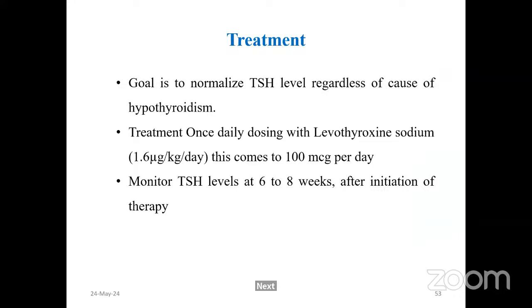Let us see about the treatment of hypothyroidism. The main goal of the treatment is to normalize the TSH level, regardless of the cause of hypothyroidism. Whatever the cause is, the main aim is to normalize the TSH level. Treatment is once daily dosing with levothyroxine sodium. So the main drug used for the treatment of hypothyroidism is levothyroxine sodium, and the dose is 1.6 microgram per kg per day. So for an adult person having a weight of 60 kilograms, the dose comes to 100 microgram per day.